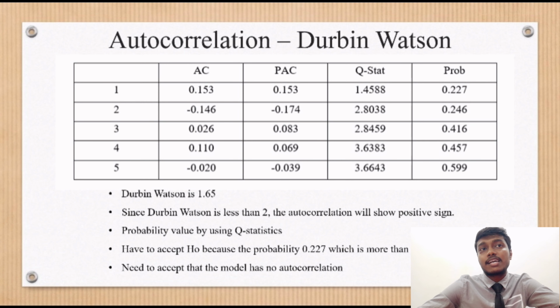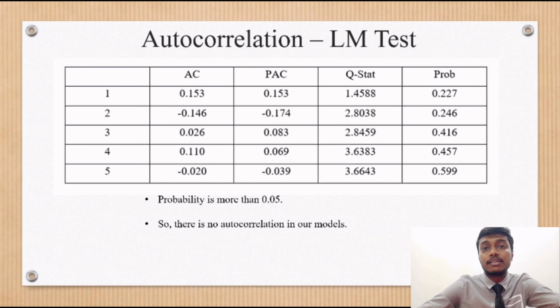The other way we can ensure whether our model has autocorrelation is the probability. The probability value of autocorrelation is 0.227. So we have to accept the H null because the probability value is 0.227, which is more than 0.05. By the way, we need to accept that the model has no autocorrelation. Next, we conducted the LM test. The probability value of the LM test is 0.2308. So we can conclude that the probability value is more than 0.05, so we have no autocorrelation in the model.